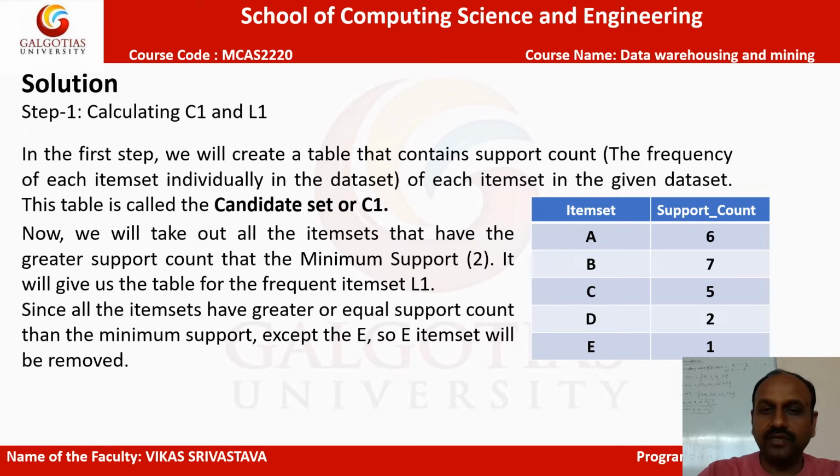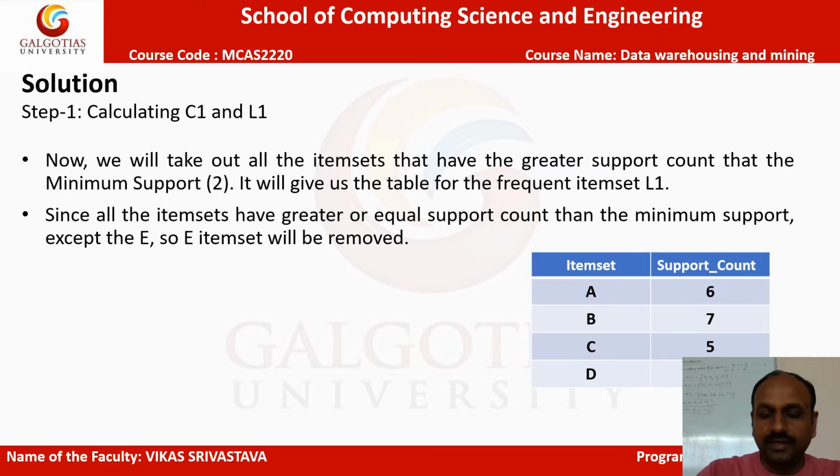As we know that the minimum support is 2, E will not be part of this item set. So we will generate the frequent item set table, which is your L1. In that L1 table, you will see the item sets A, B, C, D. The E item set was removed because it does not meet the support level of 2.